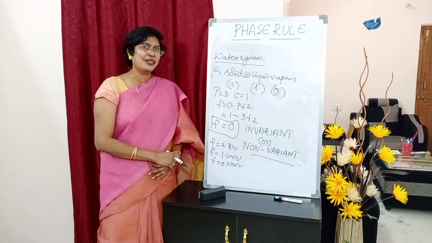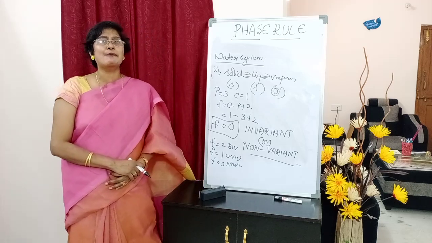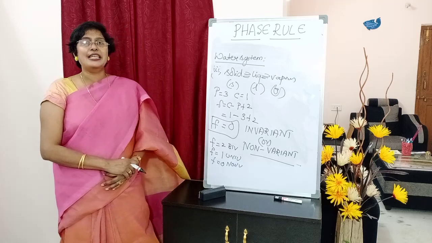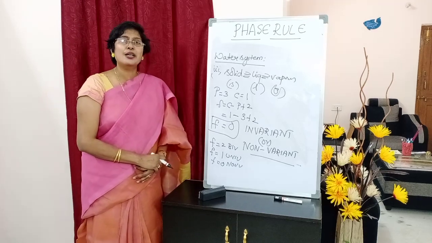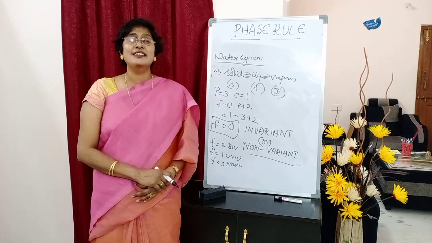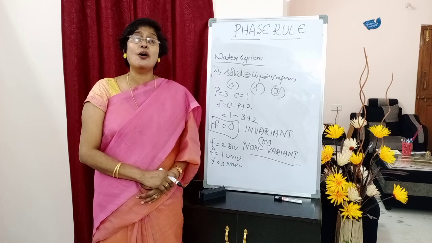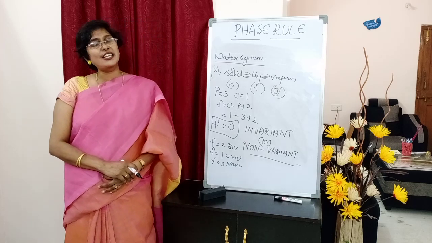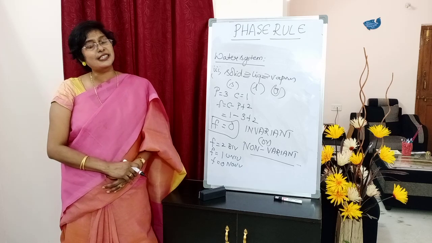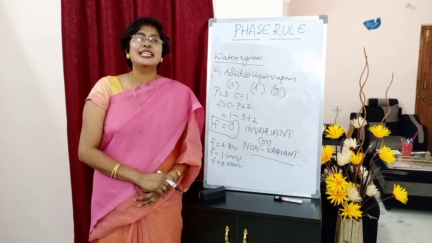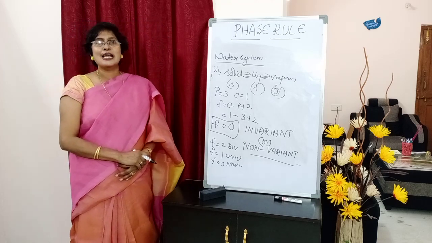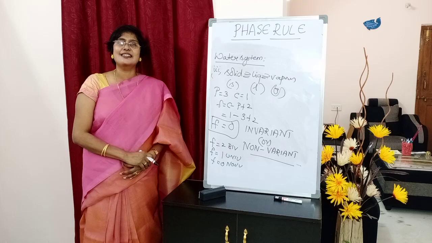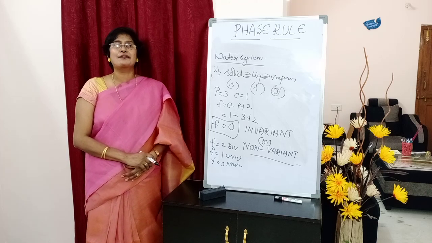Shall we define now degrees of freedom? Okay. So write down the definition. The minimum number of variables, which can be changed or varied, V-A-R-I-E-D, independently, without changing the number of phases present at equilibrium are called as degrees of freedom.